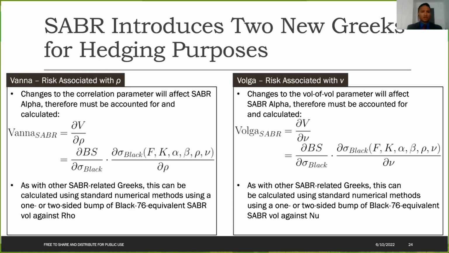So you'll see VANA, which is the risk associated with rho, changes to the correlation constant. And when I say correlation constant changing, that sounds contradictory. It's really not. It just means that the correlation value has to be recalibrated from time to time because it's not 100% constant through time. Sometimes, due to changes in market conditions, it will have to be updated. And the same is true of nu itself. That parameter will also have to be adjusted periodically.